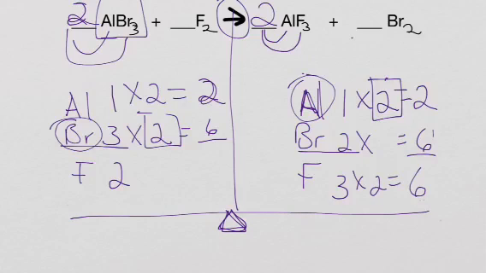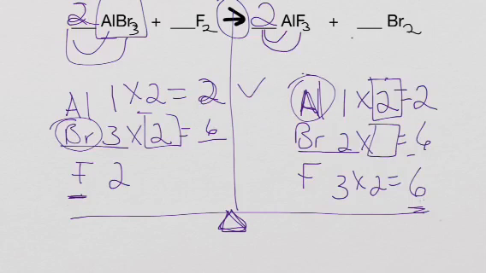So now we have fluorine on the left has 2, fluorine on the right has 6. So we need to fix that. But aluminum is good, bromine is good. So we got to fix the fluorine, and as long as we don't mess anything up, we'll be good. Only bromine is not good. You're right. Bromine is not good. Bromine right now only has 2 on the right-hand side. We need to make it 6. We fixed the left-hand side, but we didn't fix the right-hand side. So let's go ahead and fix that.